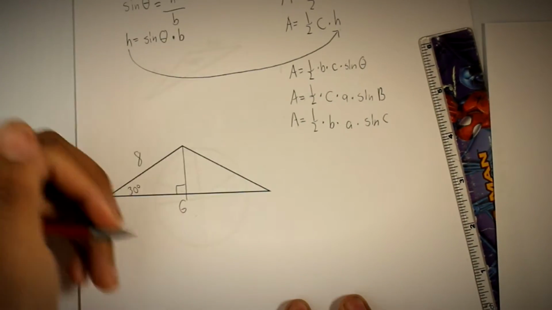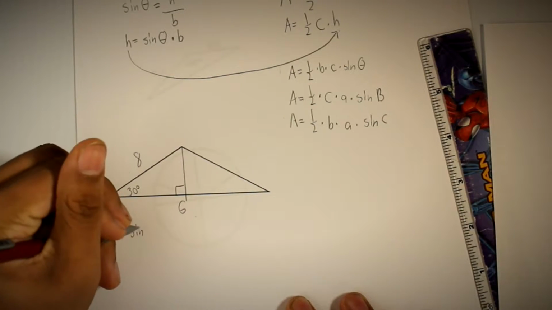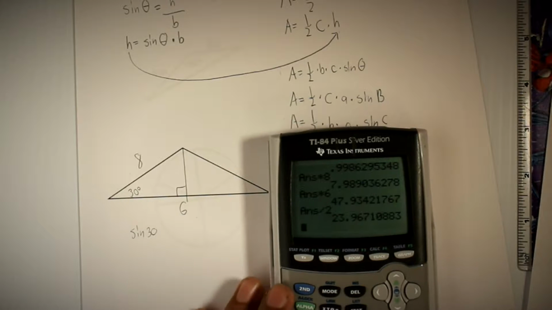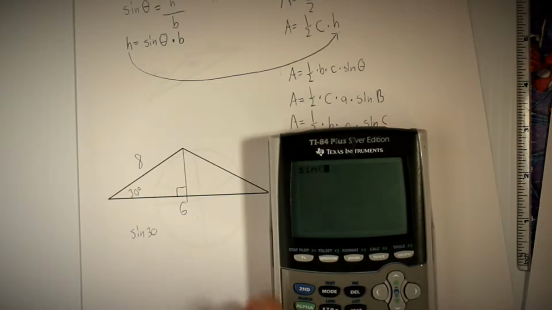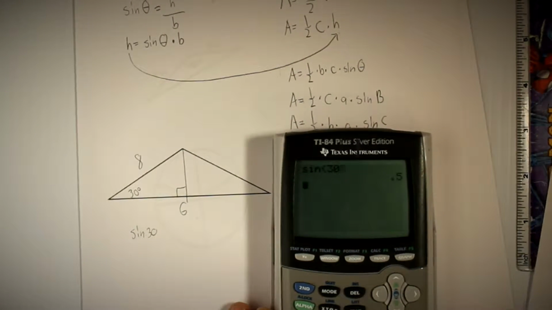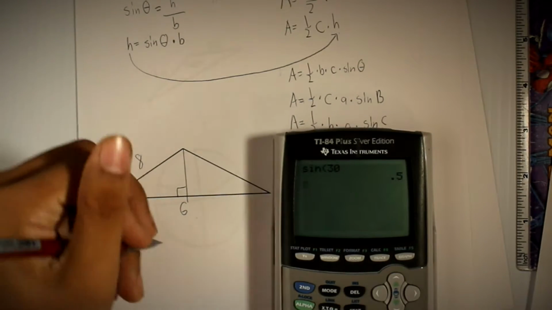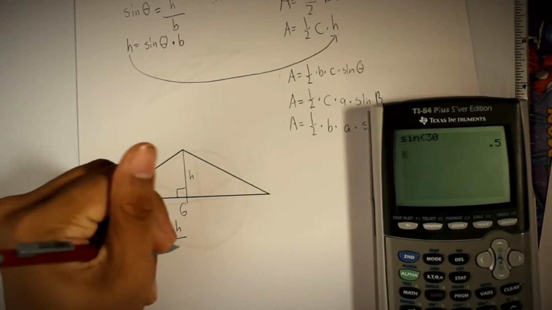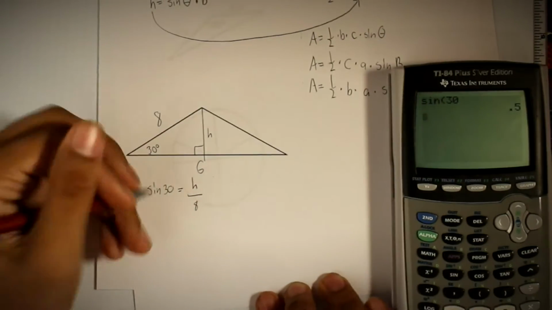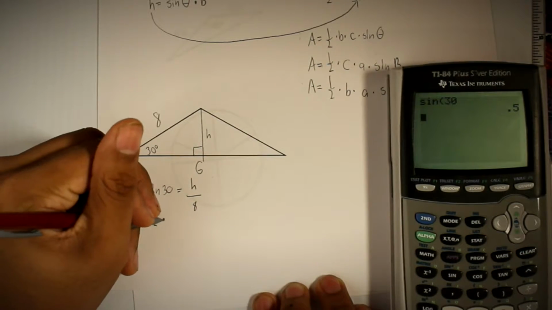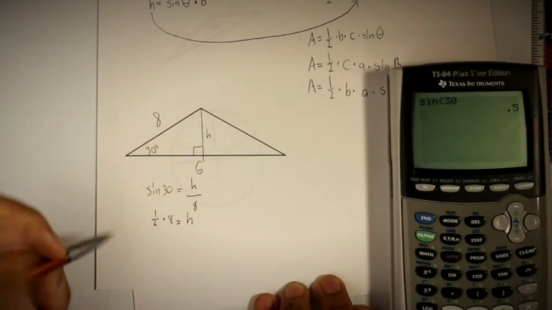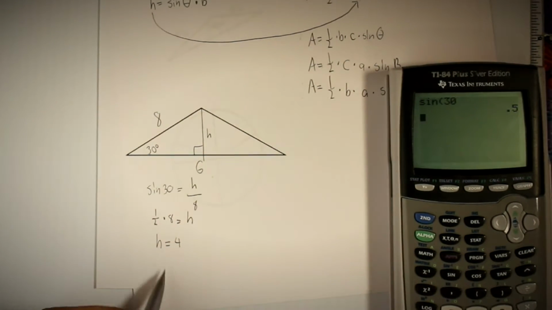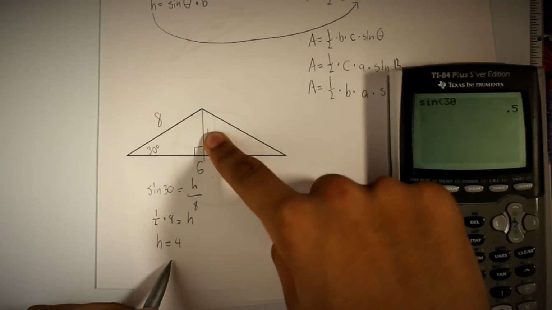So sine of 30, which we used from our unit circle trig, should be 1/2, but we can check with a calculator. So sine of 30 is 0.5. Sine of 30 equals H over 8. Sine of 30, so 1/2 times 8 equals H. 8 divided by 2 equals 4. So our height would be 4 here.